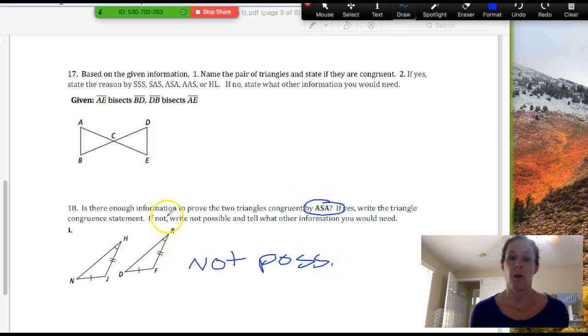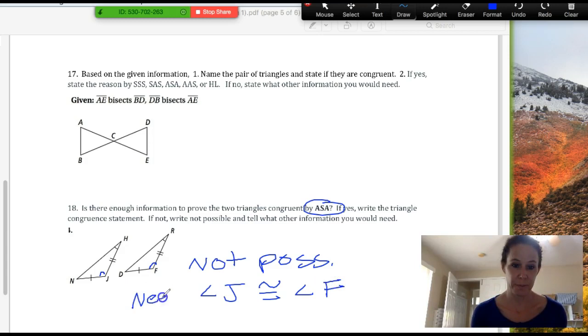And what other information would you need for angle, side, angle? Well, for this angle, side, angle, I would need this angle right here. So I would need angle J congruent to angle F. And this is what I would need. And there you have it.